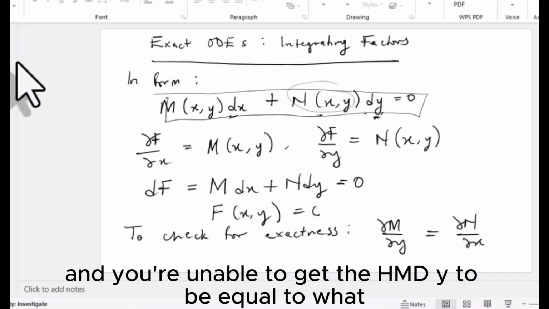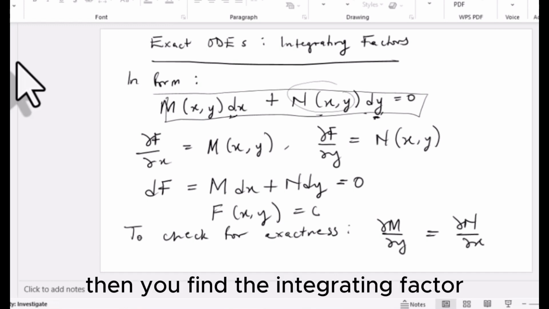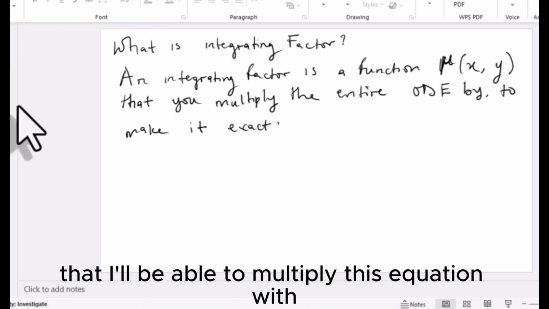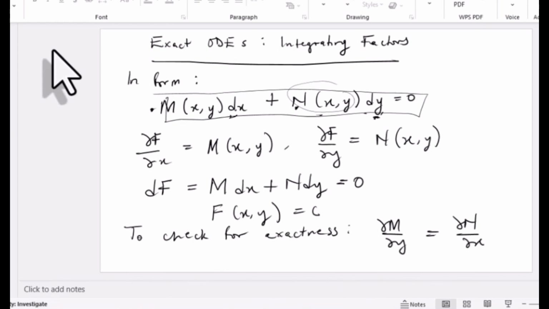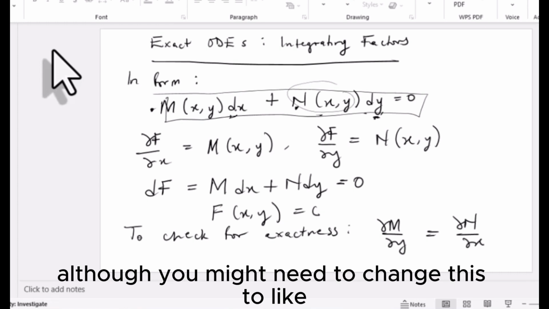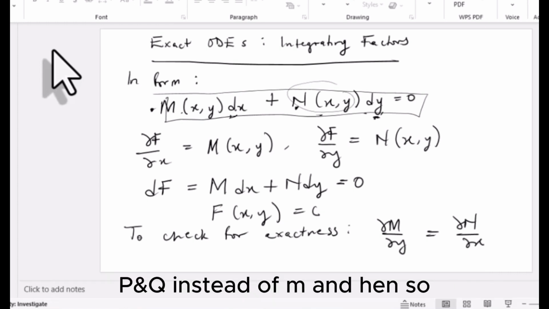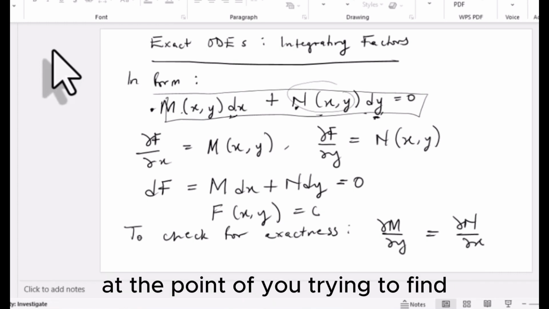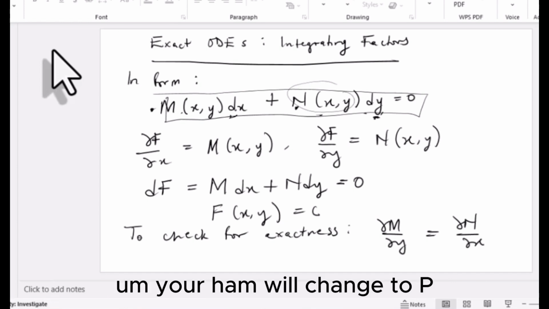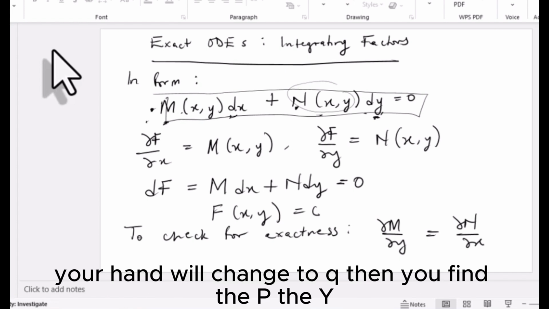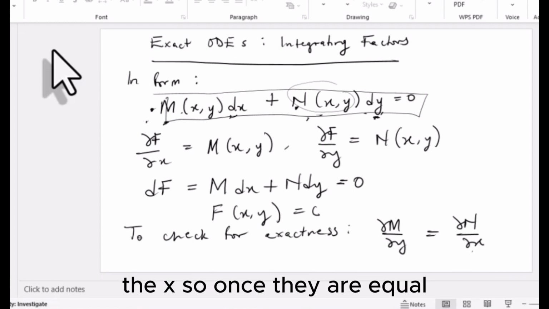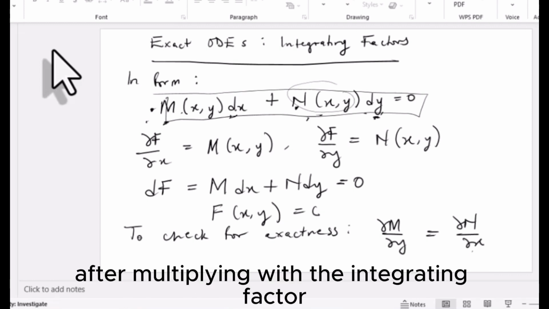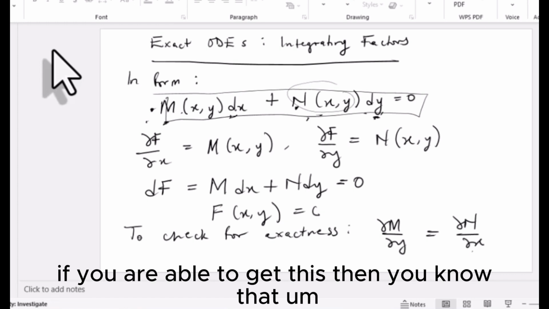So what we're trying to say is that if you try to find the exactness and you're unable to get the dM/dy to be equal to the dN/dx, then you find the integrating factor to multiply this equation with. By the time you find your dM/dy and dN/dx, you might need to change these to P and Q instead of M and N. So at the point of finding the integrating factor, your M will change to P, your N will change to Q. Then you find the dP/dy, and your dN/dx is going to be the dQ/dx. So once they are equal after multiplying with the integrating factor, then you know that they are now exact.